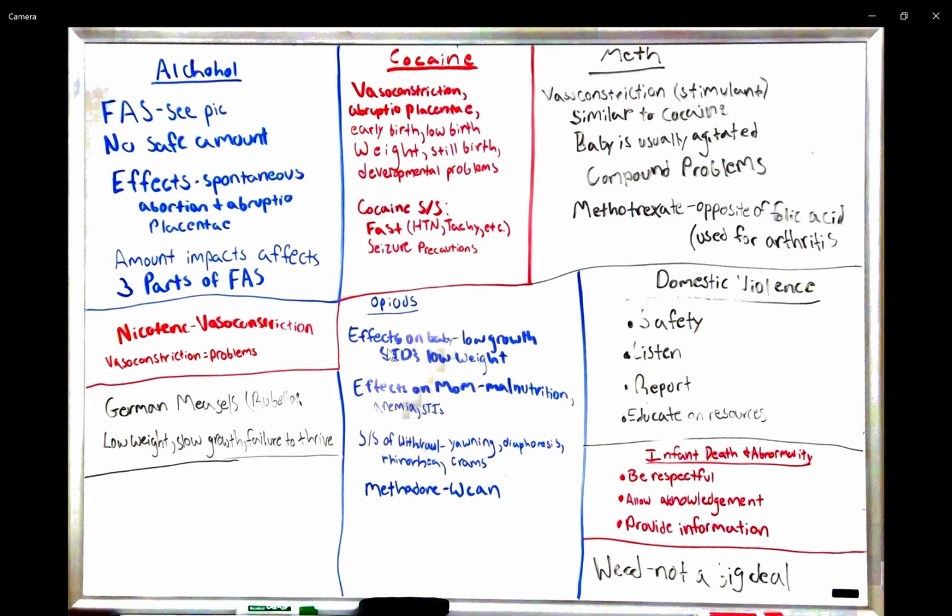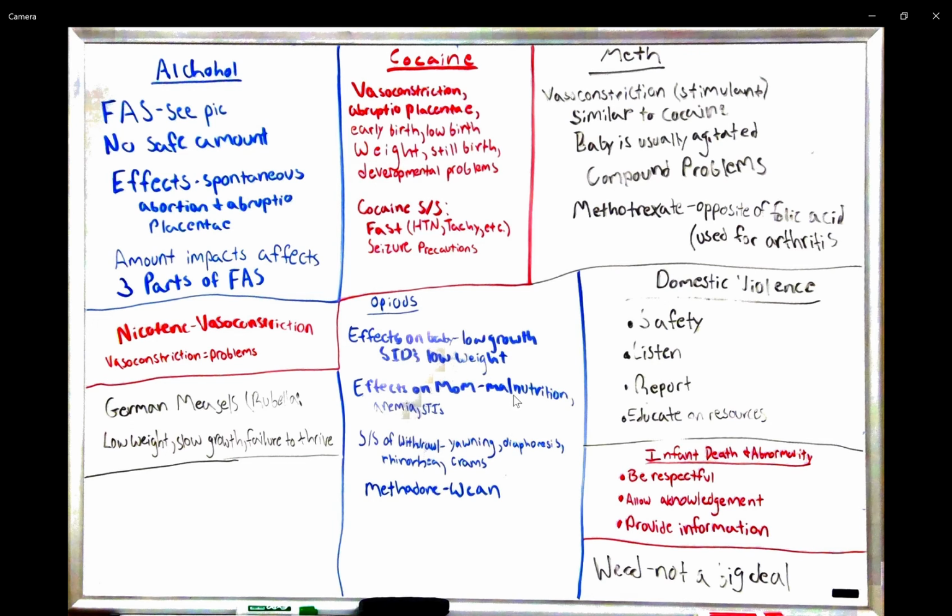Last, we're going to look at opioids. So the effects of opioids on a baby. So opioids, first we're thinking are like morphine, heroin, methadone, meperidine, hydromorphone hydrochloride, oxycodone, stuff like that. So opioids are depressants, so it makes sense we'd see low growth, SIDS, low weight, again, not optimal growth.